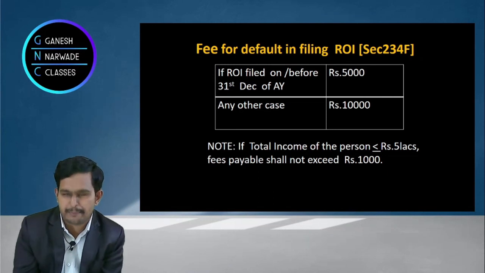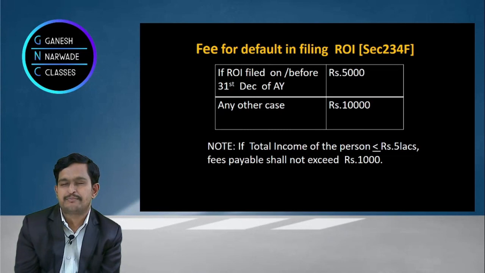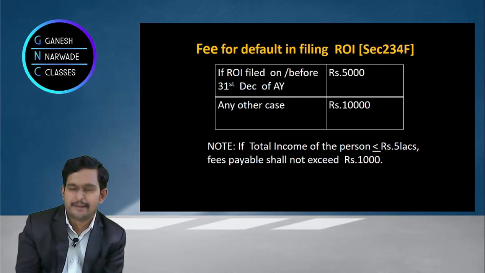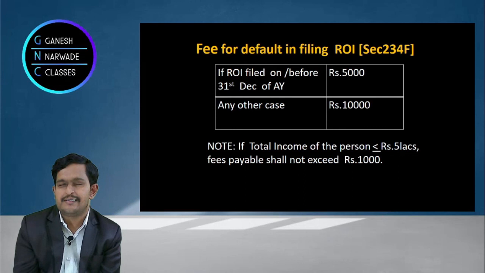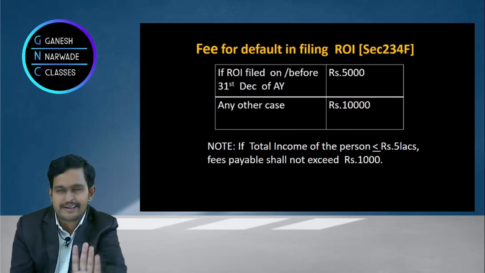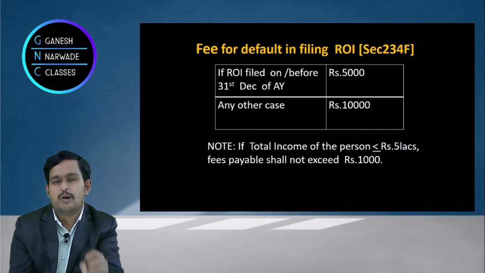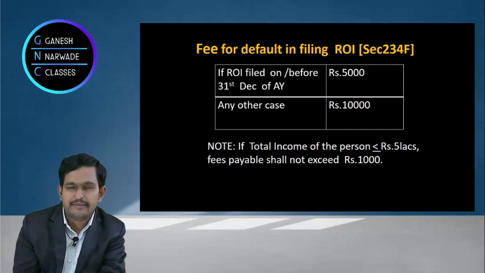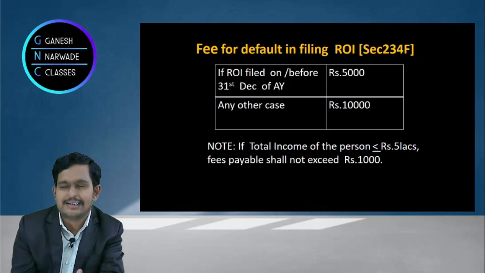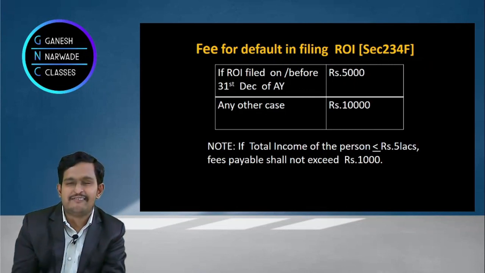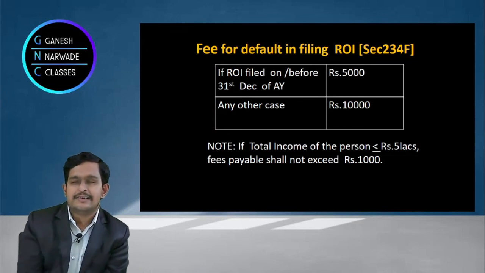Suppose you filed in the assessment year between 1st January and 31st March. ये period के बीच में pay करें आप. So what will happen? Then 10,000 would be the fees. So if you file in time, no fees at all. But if you default and don't file the returns on time, then if you file late but till 31st December, 5,000; after 31st December, that is from 1st January of assessment year till 31st March of assessment year, then 10,000 fees.